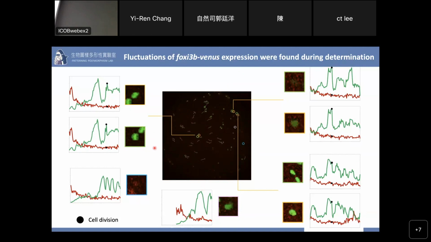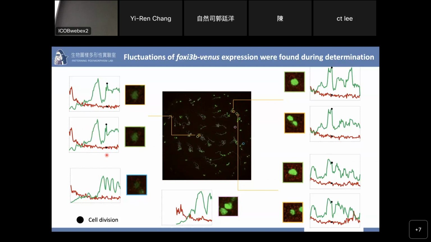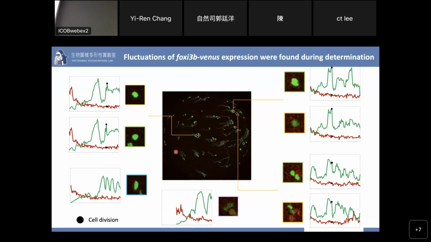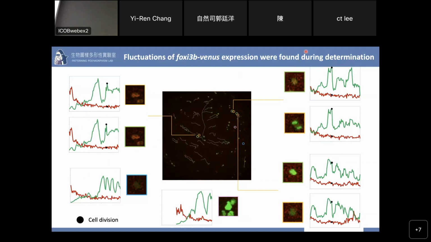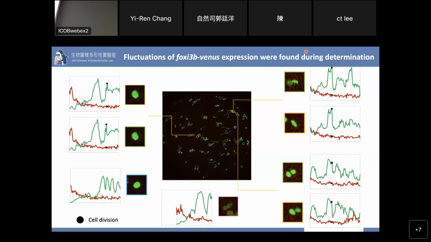So several cell types we found, they all have this. The green color is FOXI3b. So they have a fluctuation in expression. Some are even a little bit like oscillation type, but some are not. So we still call them fluctuation at this moment. And so we want to solve which cell is which cell.